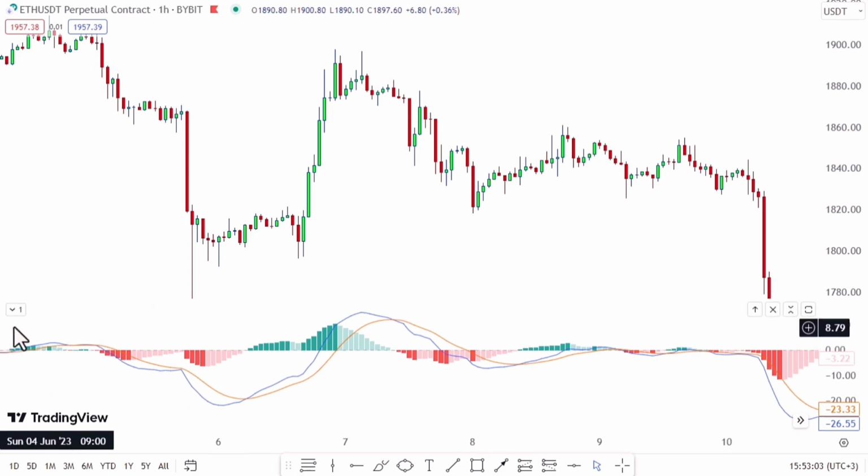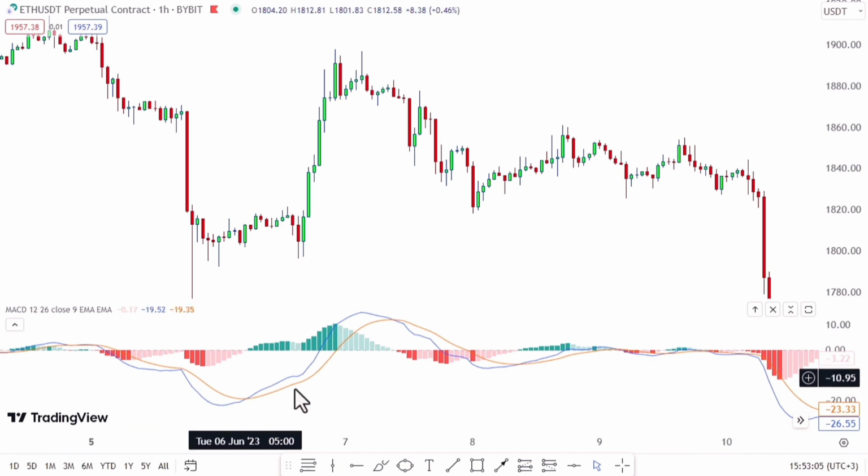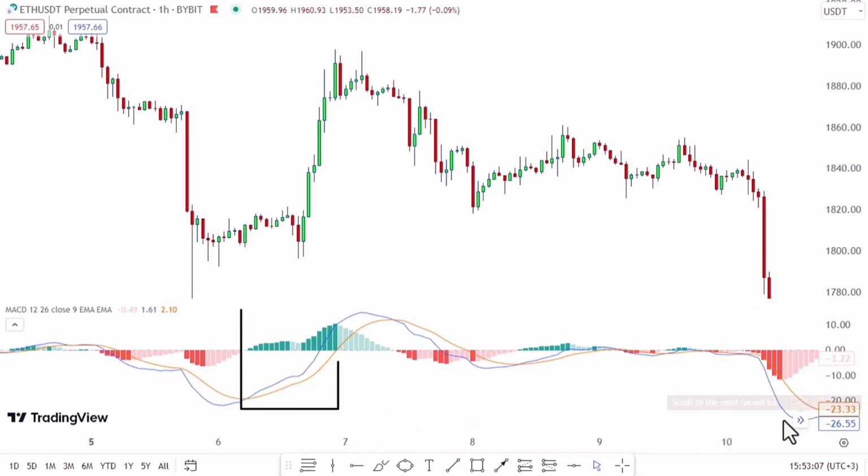Traders can also utilize the size of the histogram to determine the strength of the momentum itself. If the MACD crosses above the signal line while the histogram is getting larger, it shows us that the upward momentum is getting stronger. Similarly, if the histogram is getting smaller, it indicates that the upward momentum is getting weaker.